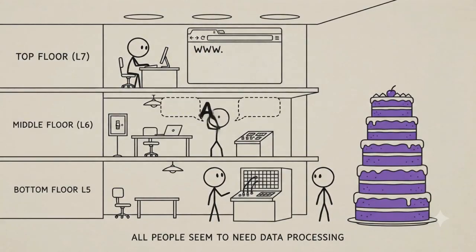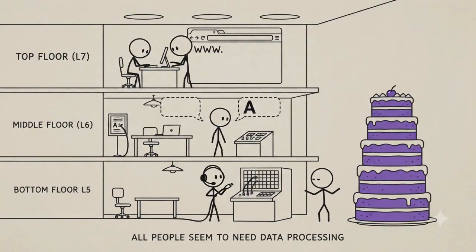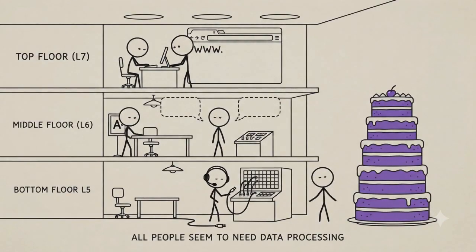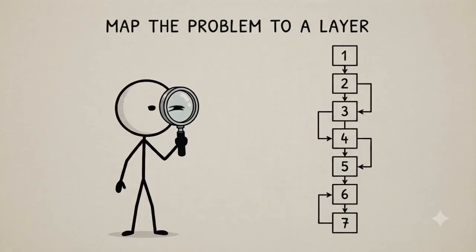A memory trick that saved a million candidates. Layer 7 down to 1: All People Seem To Need Data Processing. Here's what nobody tells you.